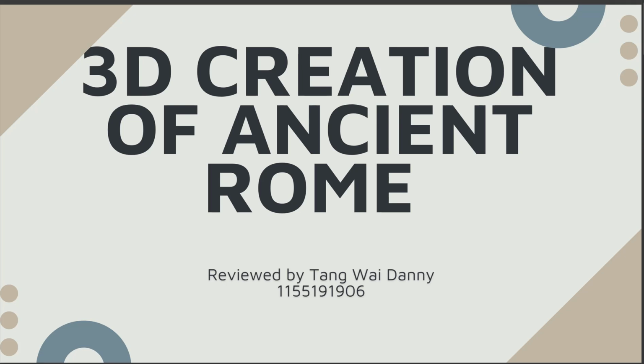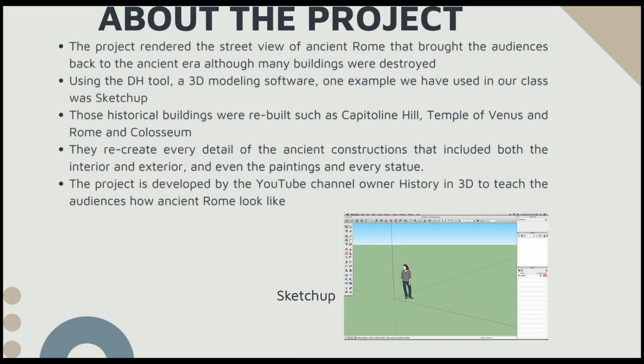Hello everyone, today I would like to share a digital humanity project, 3D creation of ancient Rome. The project rendered the street view of ancient Rome that brought the audience back to the ancient era, although many buildings were destroyed. They used a DH tool, 3D modeling software. One example we have learned in our class was SketchUp.